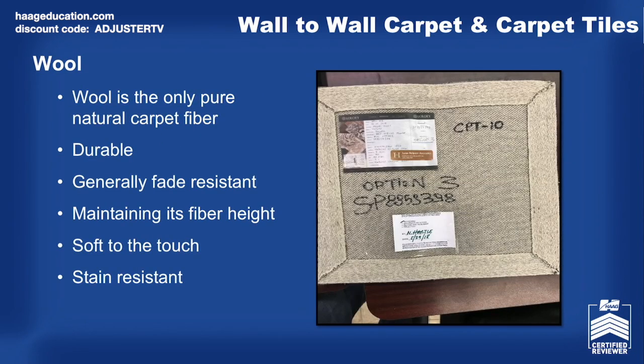Wool is the only natural product that carpet is made out of. It being a natural product, it is a renewable product. As long as we have sheep, we can have wool. It's a very durable product. This is another one that's hypoallergenic. It's non-toxic. It resists bacterial growth. It's very good at maintaining its fiber height. You can set furniture on it or walk across it, and the fibers are very resilient and will bounce back. It's very soft to the touch, and it's also stain resistant.